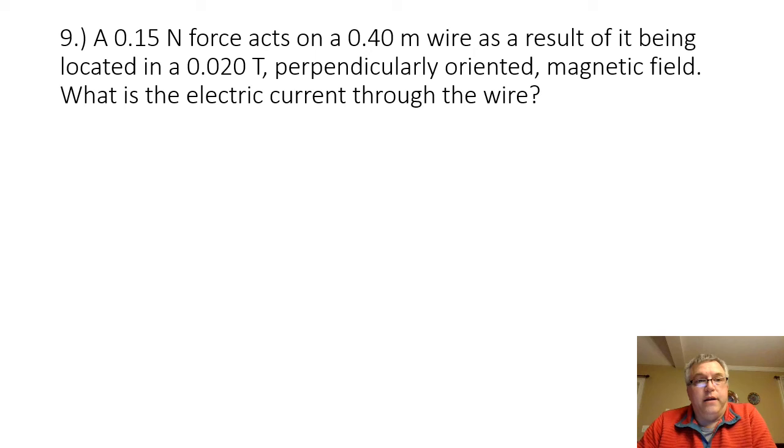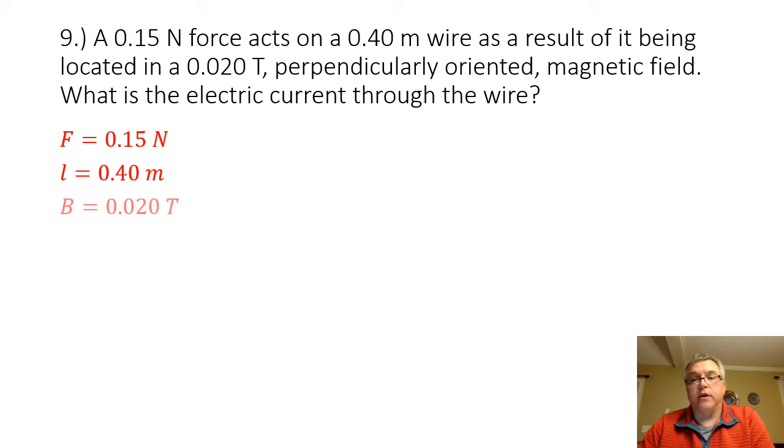Number 9. A 0.15 Newton force acts on a 0.40 meter wire as a result of it being located in a 0.020 Tesla perpendicularly oriented magnetic field. What is the electric current through the wire? So I am given the force of 0.15 newtons. I am given the length of the wire as 0.40 meters.